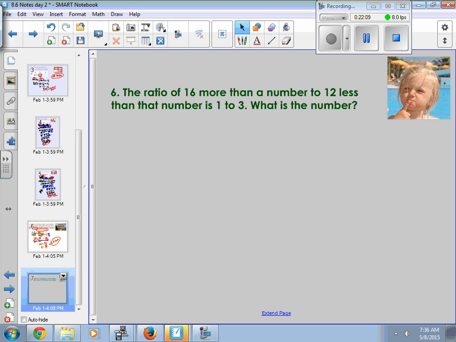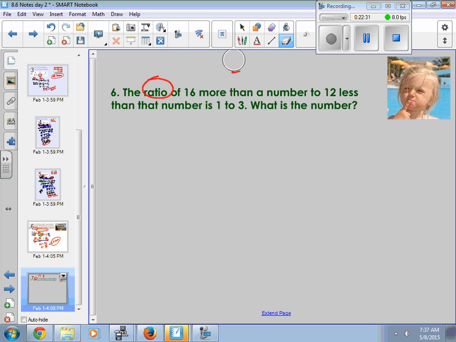All right, last one, another word problem. It says the ratio of 16 more than a number to 12 less than that number is 1 to 3. What is the number? We talked about ratios back in geometry. You can compare two things by using a colon, or most of the time in math we want to use a fraction bar to compare two things, so when you're doing ratio.